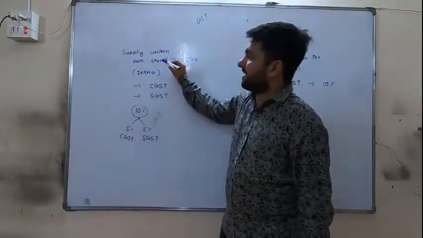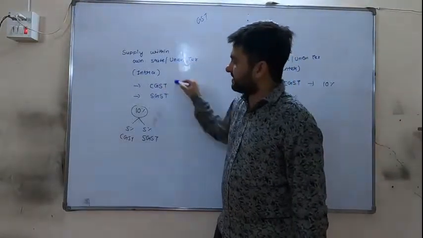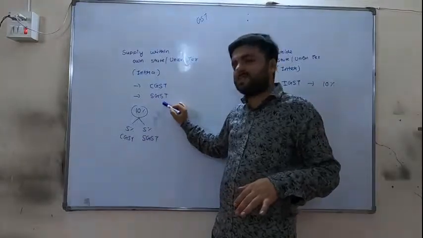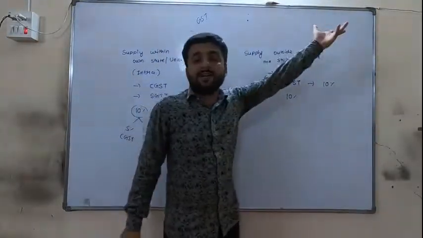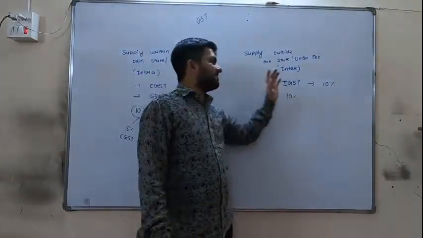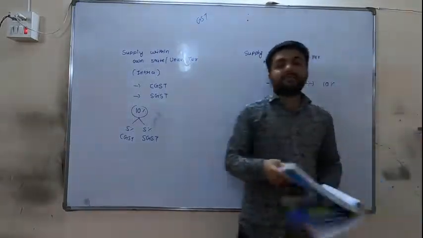If we are supplying within our own state or union territory, then two taxes are levied, means tax is divided in two parts: CGST and SGST, meaning central government and state government. And if we are supplying outside our state or union territory, it will not be divided in two equal parts, only one IGST. That is written on page number 54.